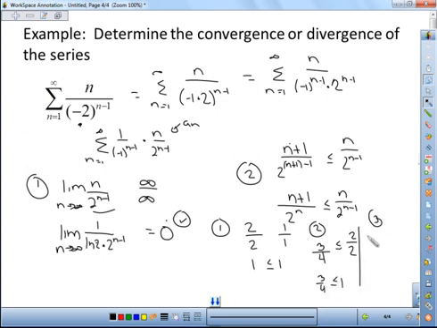My third term, I'm going to have 1/2, which is less than 3/4. So as you keep doing this, you're going to see that this term is larger than the n plus 1 term. So therefore, this series converges by the alternating series test.